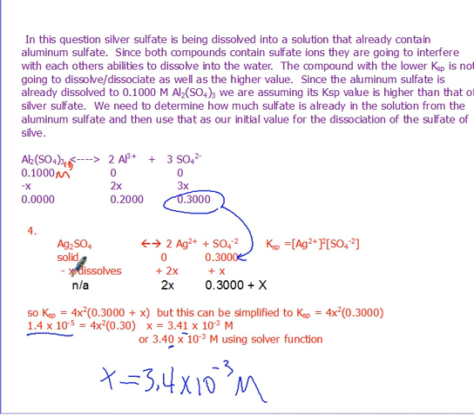That is how much silver sulfate would dissolve. If I plug that in for silver, 6.8 times 10 to the minus third would be the concentration of silver. And then the concentration of sulfate would be 0.3034. A pretty small quantity.